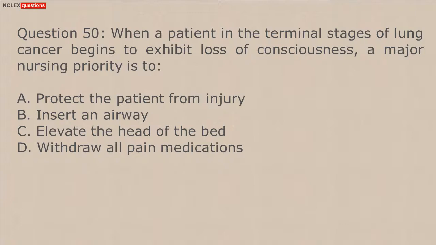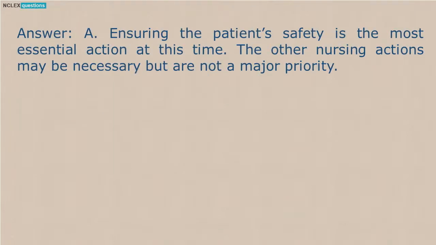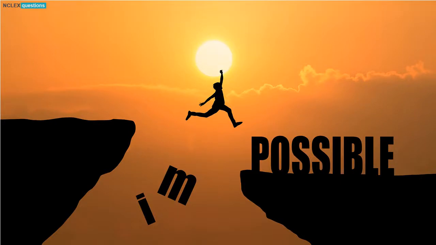Question 21. During a Romberg test, the nurse asks the patient to assume which position. Answer A. Ensuring the patient's safety is the most essential action at this time. The other nursing actions may be necessary but are not a major priority. Question 2. The nurse observes that Mr. Adams begins.